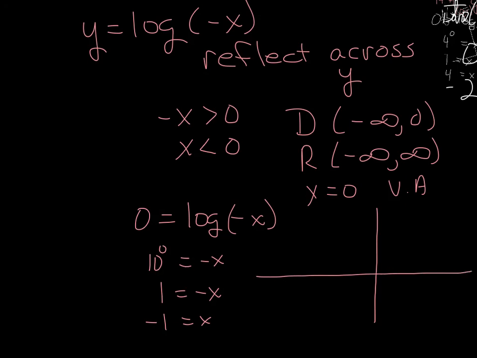So we said our asymptote is x equals 0. And we're going to have an intercept at negative 1. Now, normally it would look like this. So when we reflect it across the y-axis, it's going to look like this. And a negative in front would reflect it across the x-axis.